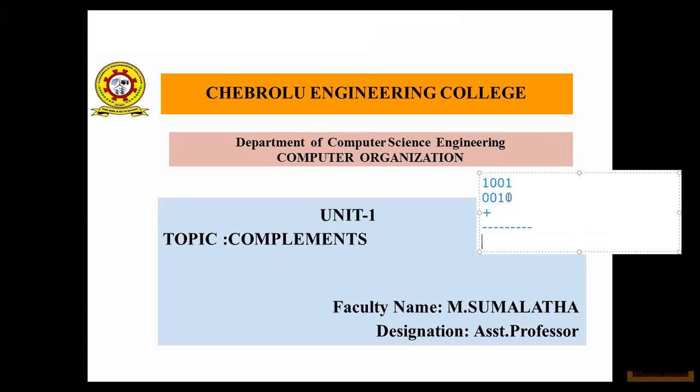From the least significant bit we are taking the addition. 1 plus 0 means we are getting 1. 0 plus 1 means 1. 0 plus 0 means 0. 1 plus 0 means here 1. Okay?